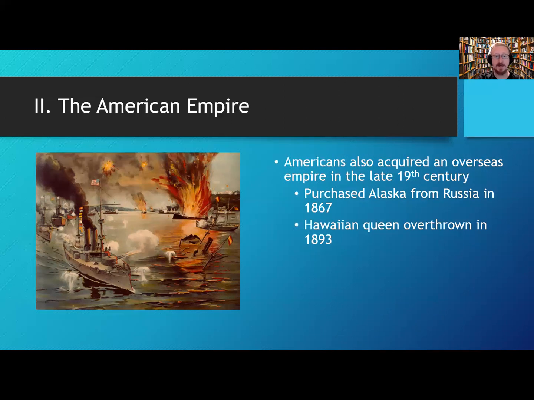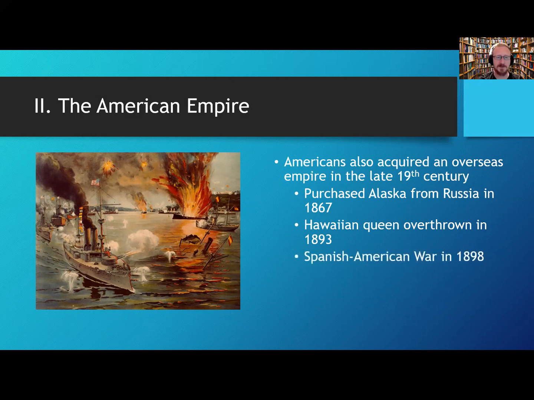Not to mention Hawaii. Hawaii becomes an American colony once the Hawaiian indigenous queen was overthrown in 1893 by the United States government and the Dole Fruit Company. They don't become a state right away, but they become a protectorate, like a territory of the United States.